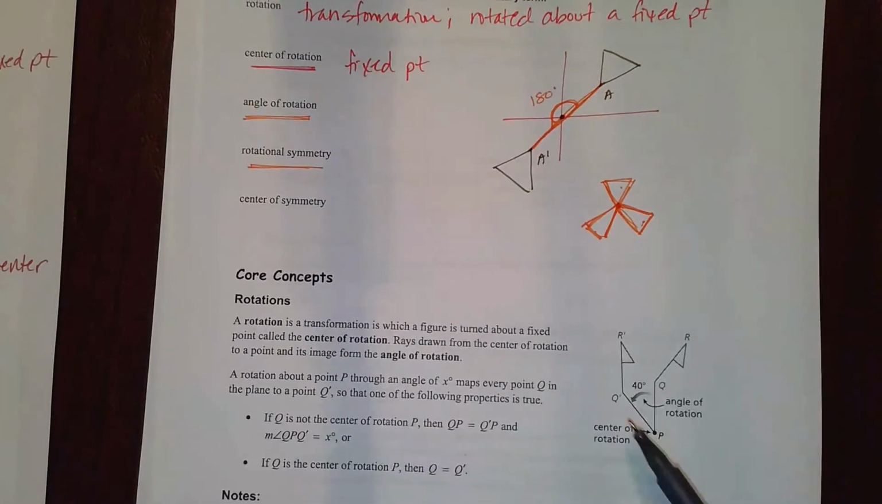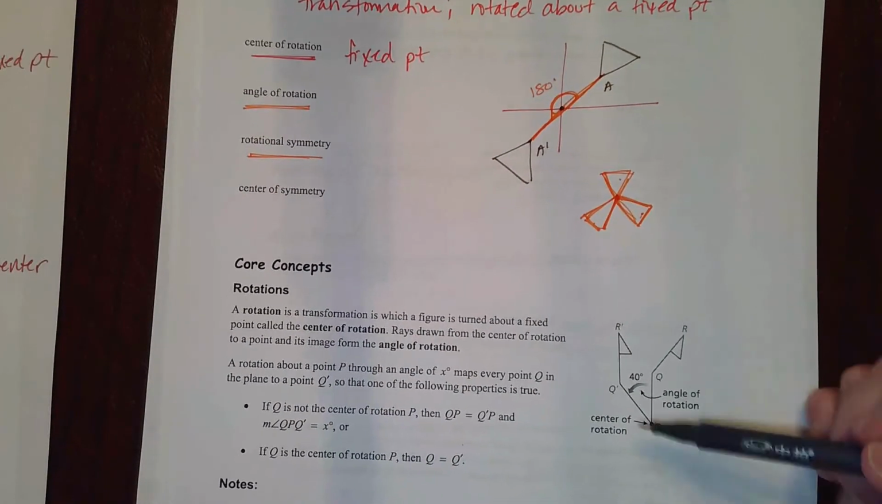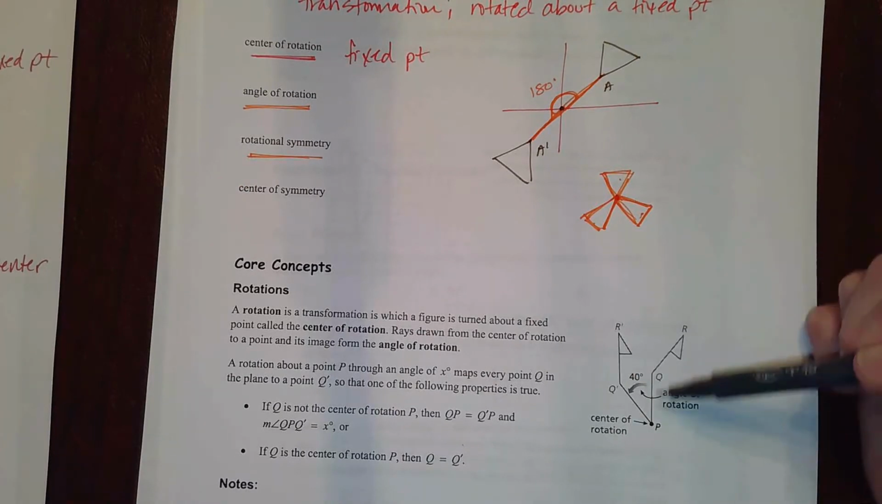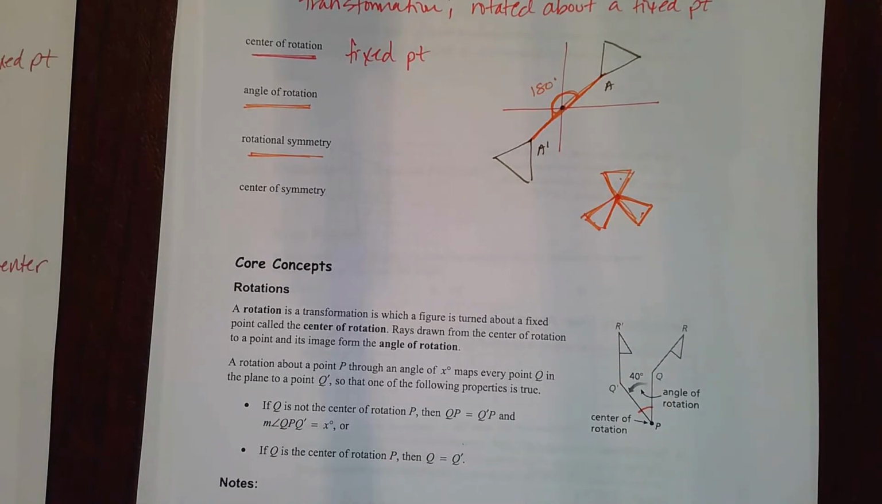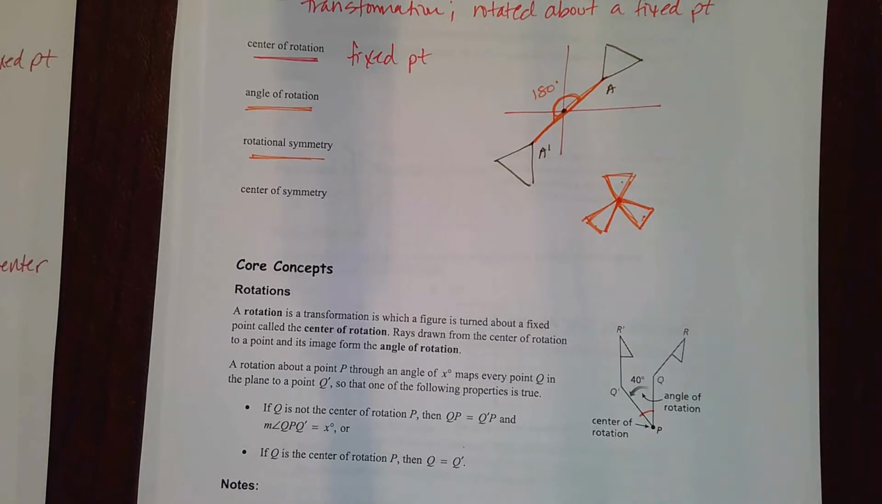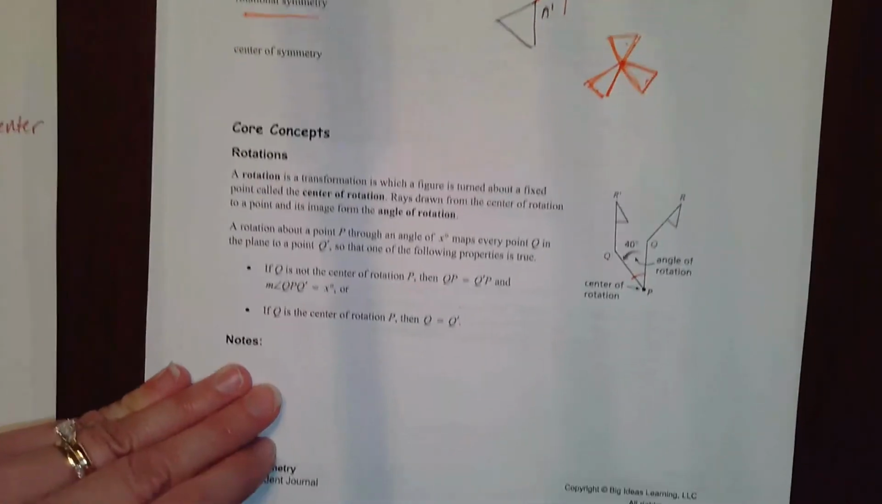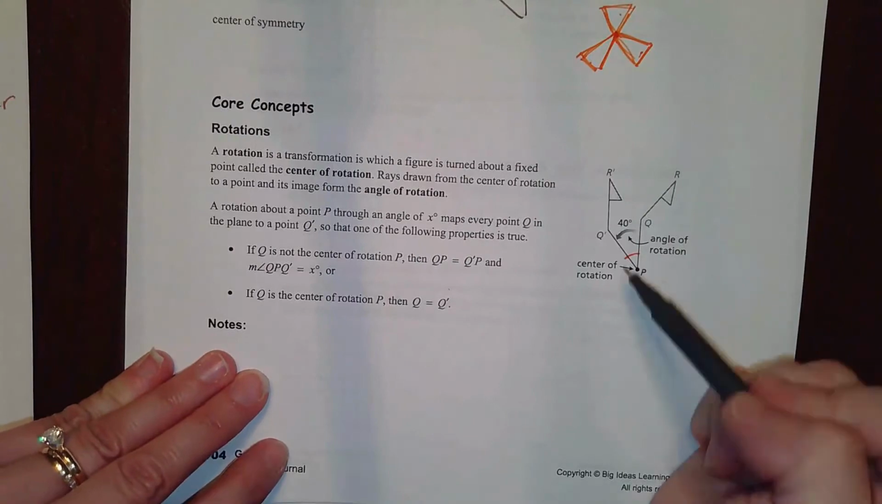Here they're showing you the angle or the center of that rotation. Remember I said you can connect Q and Q prime back to that center, and then the angle you measure is your angle of rotation. It works out really nicely when the center of rotation is at the origin. If it's not, then you'd probably have to use a protractor to measure that angle.